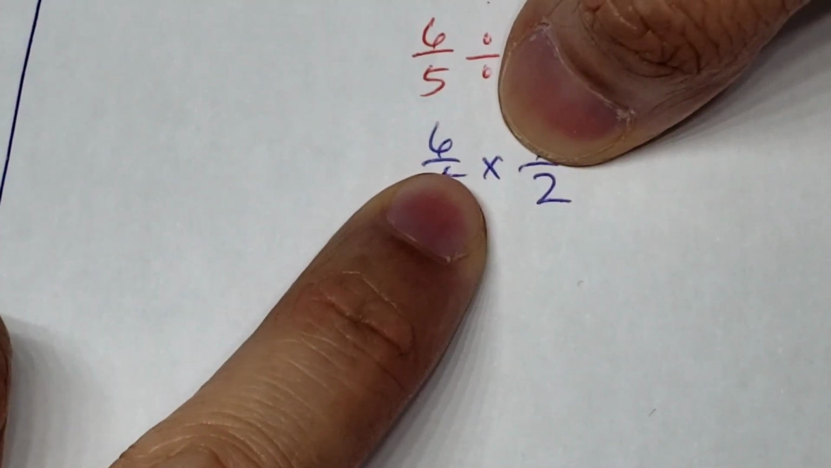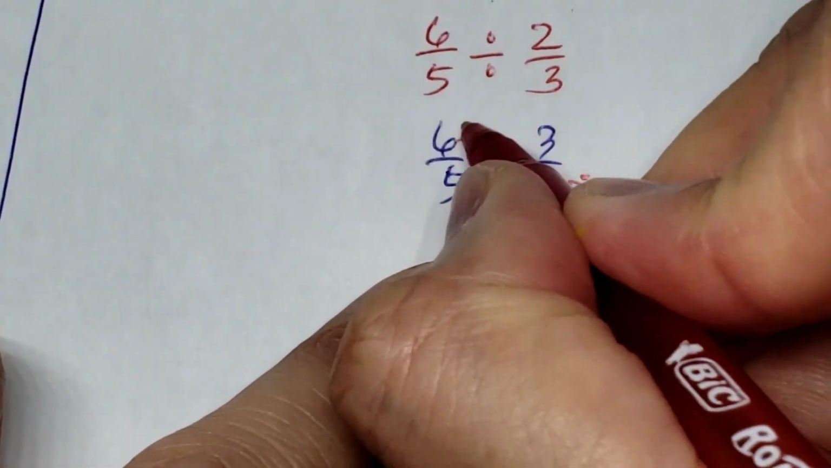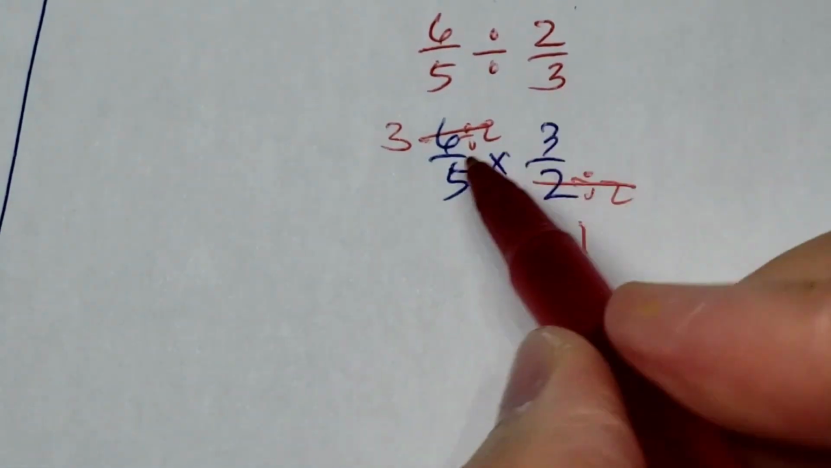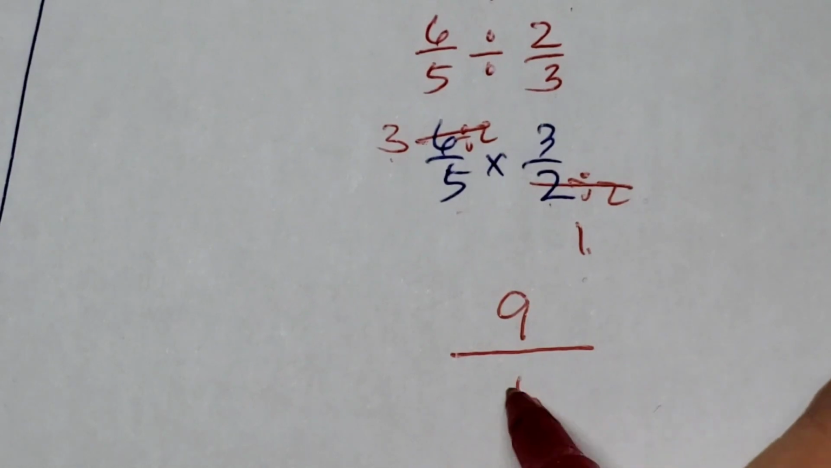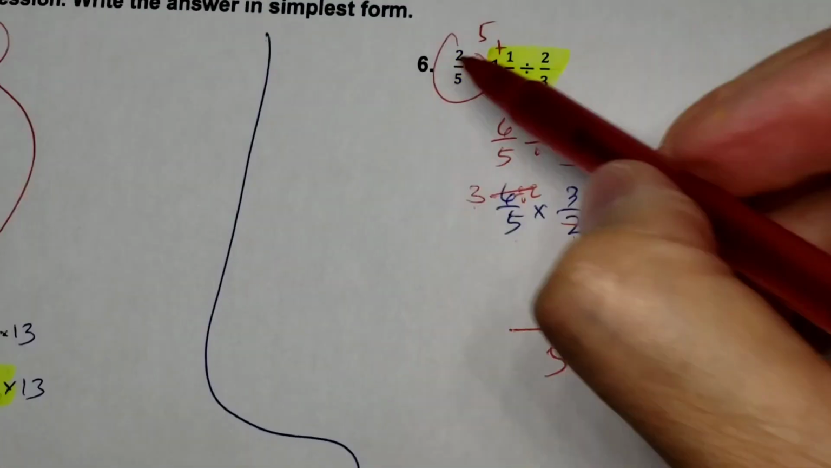What number can we divide evenly into 6 and 2? And we know it is 2. We can divide this by 2. 6 divided by 2 is 3. 2 divided by 2 is 1. So 3 times 3 is 9. 5 times 1 is 5. Then bring this down.